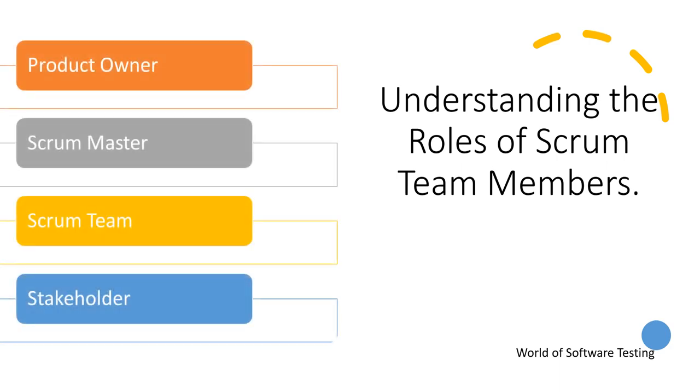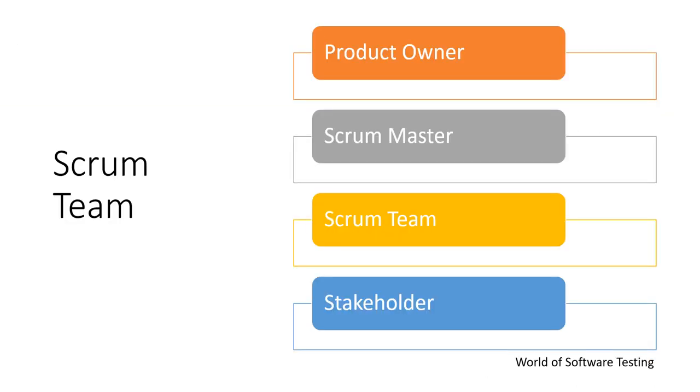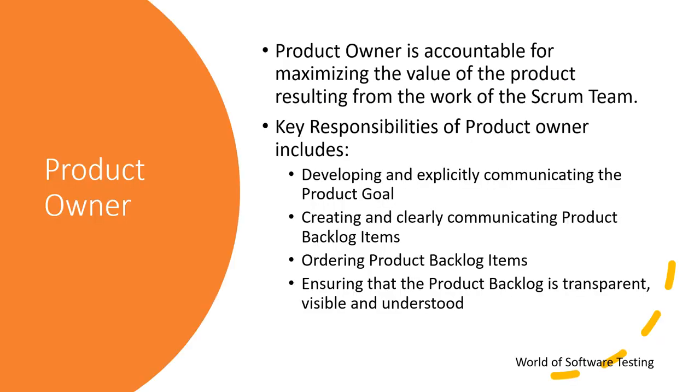So the roles in the Scrum team are: the product owner, Scrum Master, Scrum team, and the stakeholder. So this is the Scrum team actually: product owner, Scrum Master, Scrum team, and the stakeholder. So let's discuss the roles of the product owner.